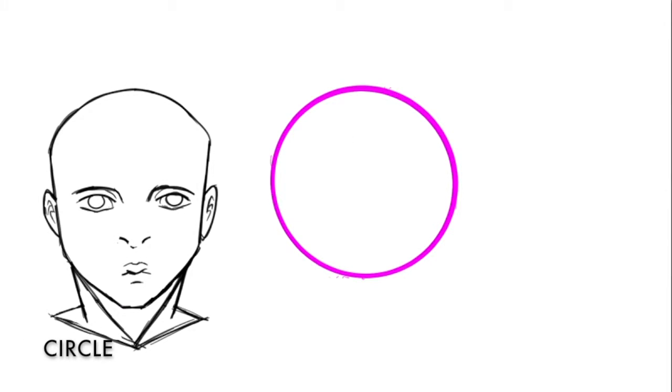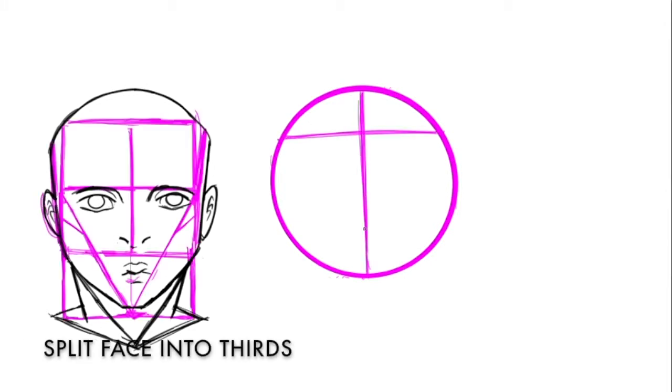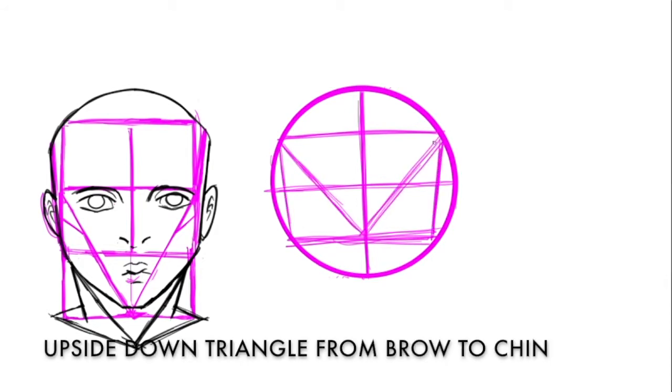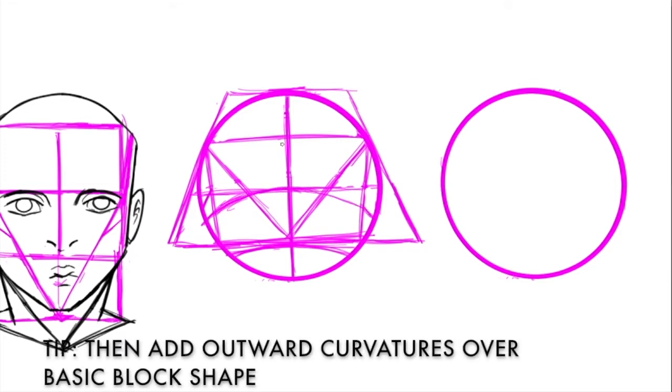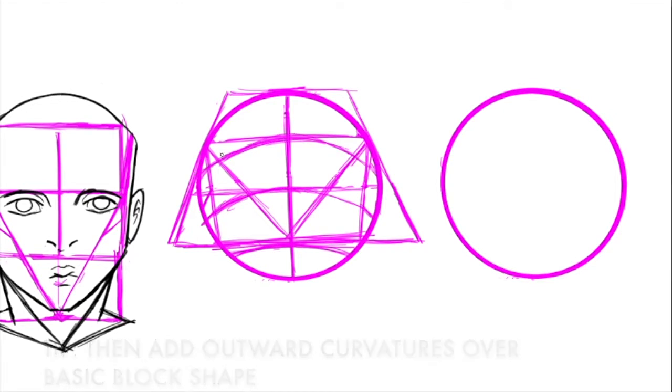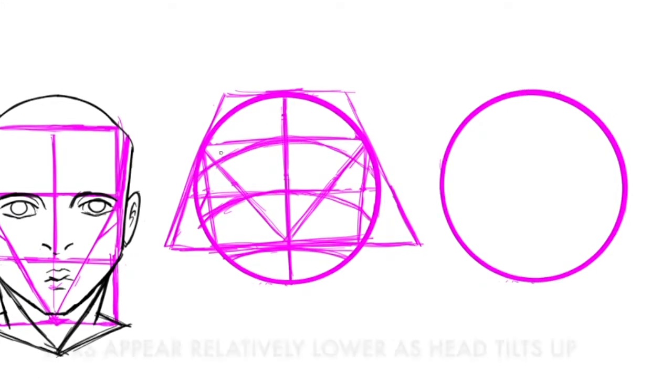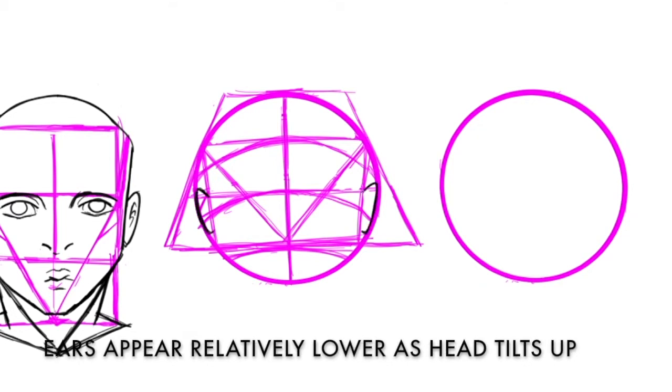So as always, we'll start with a circle as we put our basic guidelines down, splitting it into thirds, but also considering the plane and perspective. From there, we'll draw the outward curves upwards. One thing to note when the head tilts up is that the ears are placed relatively lower than the front-facing features.